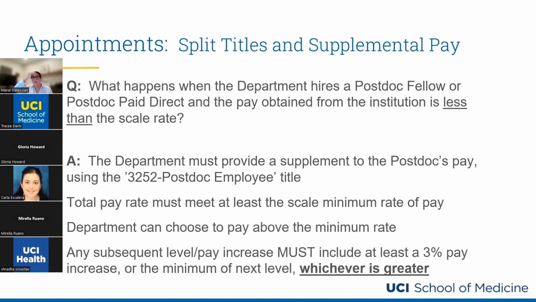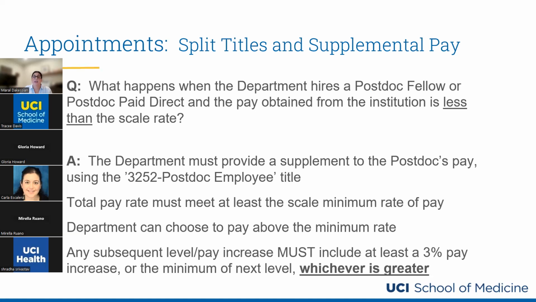Okay, so now we're going to go through some scenarios and special situations. As I mentioned before, the question here is, what happens when the department hires a postdoc fellow or a postdoc paid direct, and the pay obtained from the other institution is less than the UCI scale rate? If that's the case, then we need to provide them a supplement. And we do that by supplementing with the postdoc employee title code. And so the total pay must meet at least the minimum rate of pay for the assigned level.